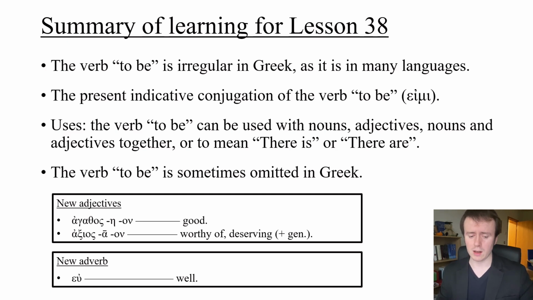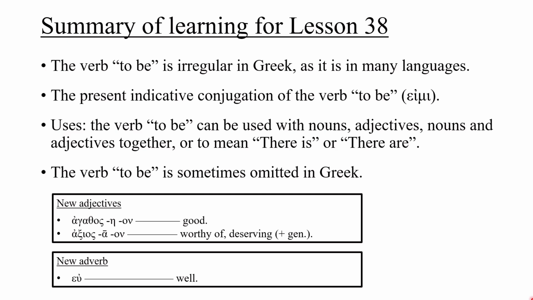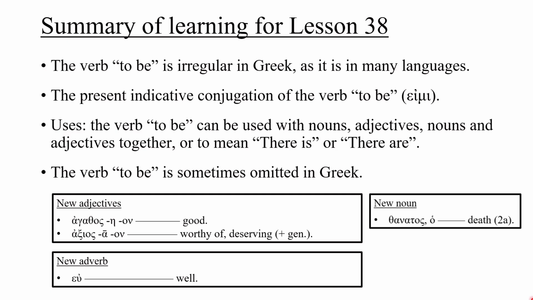Eu means well, and it gives us words in English that have EU at the start. Not all words in English that have EU at the start, but some of them. For example, euthanasia. Euthanasia, etymologically, is a good death. It comes from eu, meaning well, and thanatos, meaning death. Speaking of death, we also met the Greek noun for death, namely thanatos.